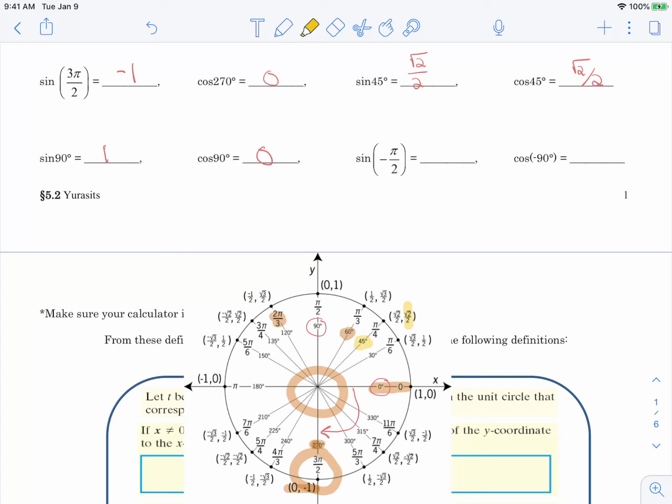And now it's asking for negatives. So negative 90, remember, we're going to go this direction. I'm looking for sine, so that would be negative 1. Well, cosine of negative 90 and negative pi over 2, right? Negative 90 and negative pi over 2 are the same location. I'm just using different units. It's like using feet or inches. Cosine of negative 90 is going to be 0.